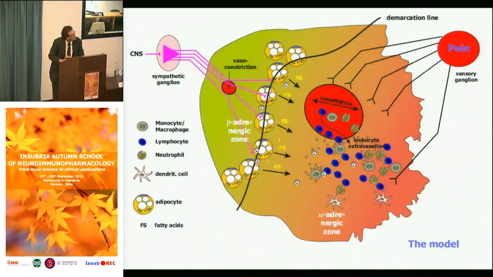They throw them out behind a demarcation line. And the demarcation line, interestingly, in the synovial tissue ends in the fat tissue. And in the fat tissue, via beta adrenergic effects, the sympathetic nerve fibers start to release free fatty acids that nourish the local inflammatory process. That is the concept that we have at the moment for our research on the sympathetic nerve fibers.